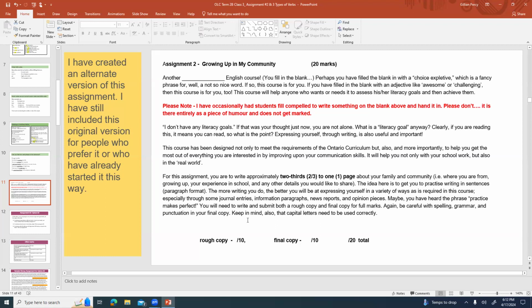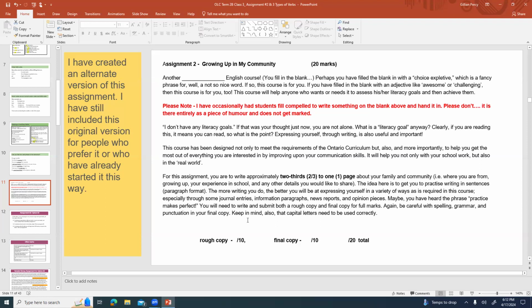If you're talking about literacy goals, what are literacy goals? That's the point of this course, right? Most people don't really have any literacy goals, or they don't think they do anyways. What is a literacy goal? If you're reading this, then you can read, so that's not your literacy goal. But expressing yourself through writing is also useful and important, and it is a huge part of this course. This course has been designed to meet the requirements of the Ontario curriculum, but also to help you get the most out of everything you're interested in by improving upon your communication skills. It should not only help you with your schoolwork, but also in the real world.